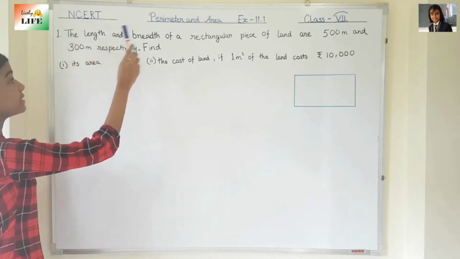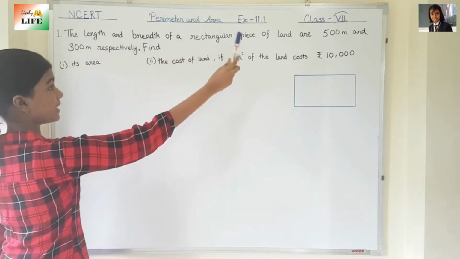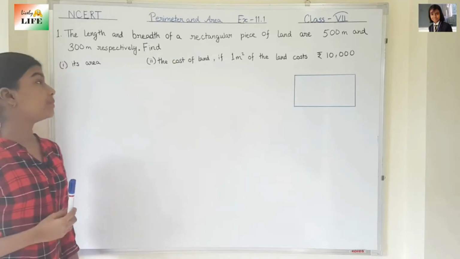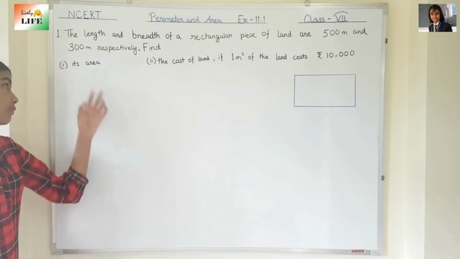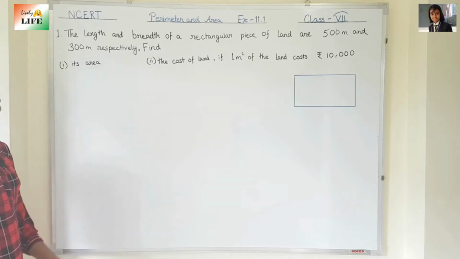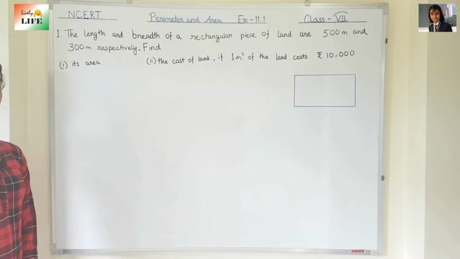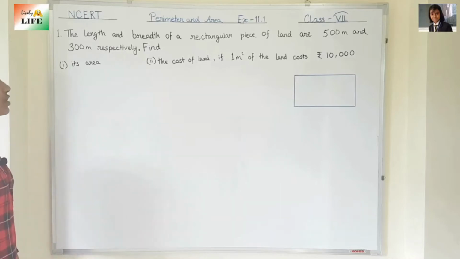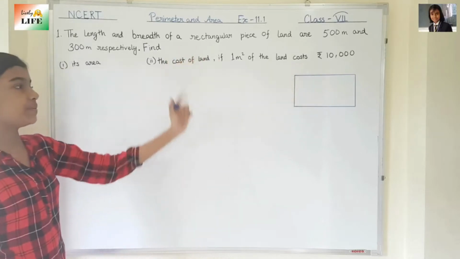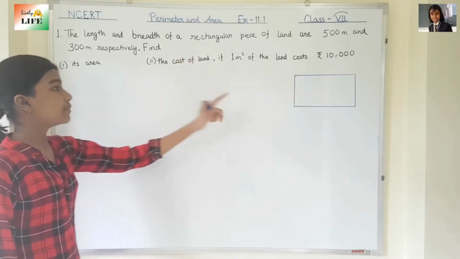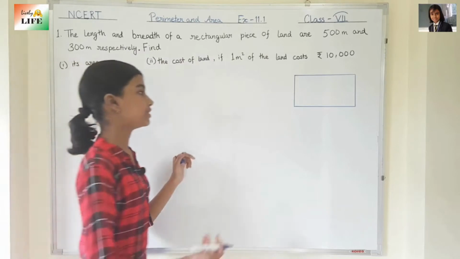The length and breadth of a rectangular piece of land are 500 meter and 300 meter respectively. Find number 1, its area, and number 2, the cost of land if 1 meter square of the land costs rupees 10,000. So you can see the rectangle. Suppose this is the rectangular piece of land. The length and breadth are 500 and 300 meter respectively.